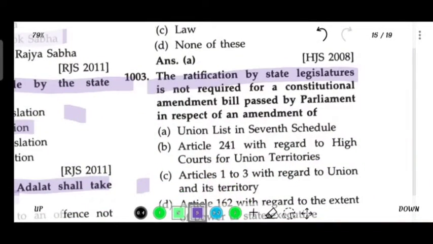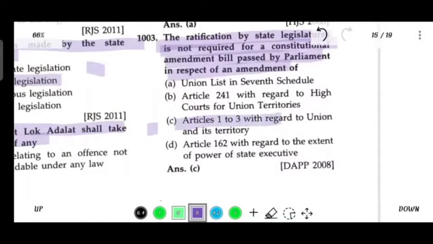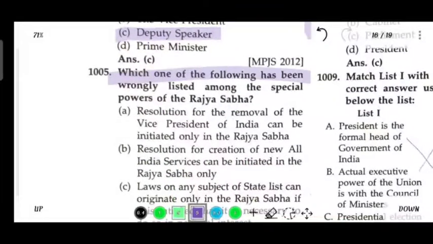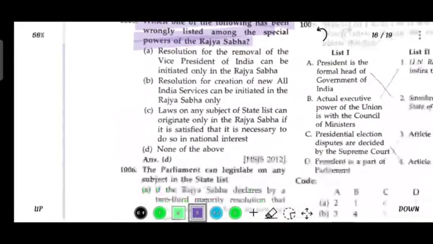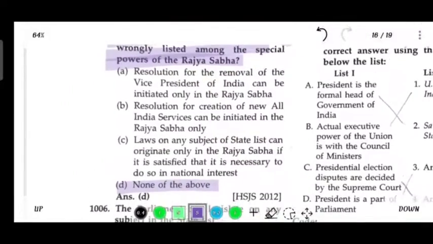Ratification by state legislatures is not required for a Constitution Amendment Bill passed by the Parliament in respect of the amendment of Articles 1 and 3 with regard to the Union and its territory. Who presides over the meeting of the Lok Sabha in the absence of the Speaker? Deputy Speaker. Which one of the following has been wrongly listed among the special powers of the Rajya Sabha? None of the above.